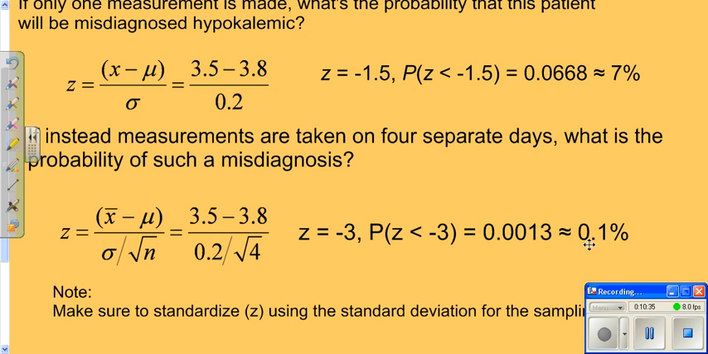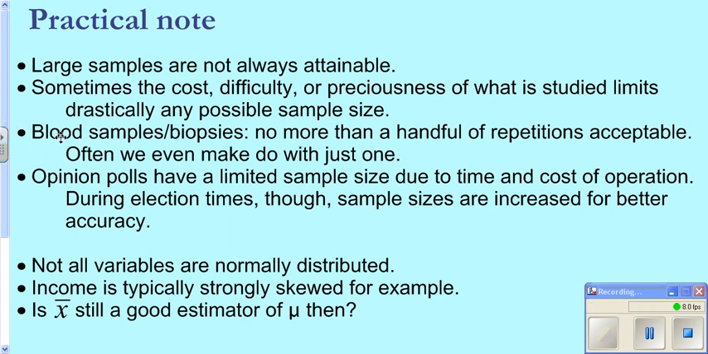So we get a much more accurate result, or chance of misdiagnosis, if we look at a sample size of 4, which really isn't all that big. So why don't we always take multiple samples to get a more accurate result? Well, it's not necessarily always practical. Sometimes no more than a handful of repetitions is acceptable when you're dealing with samples from human beings. Also, there's more cost involved, and a large sample is not always attainable.